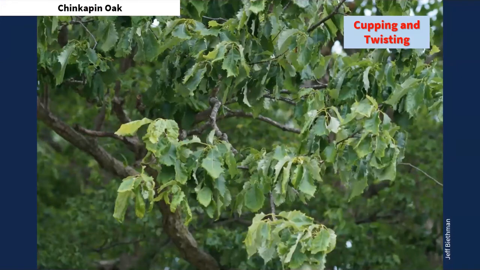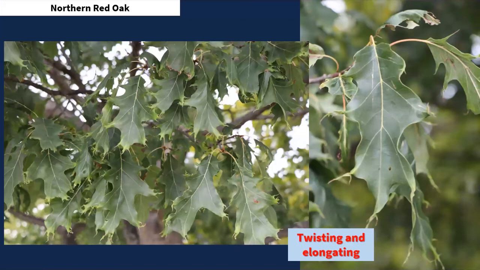Here's some slight cupping and slight twisting on this chinkapin oak, and you see it's cupping upwards a little bit there. This is a fairly common characteristic you'll see with herbicide exposure. And this is a northern red oak here that has twisting and elongating of the ends of the leaves. You can see the ends of the leaves are deformed. They're a little longer than normal, and kind of twisted and misshapen. This tree still has enough leaf area that it's going to photosynthesize. It seems to be doing okay, but it certainly is not normal looking foliage.